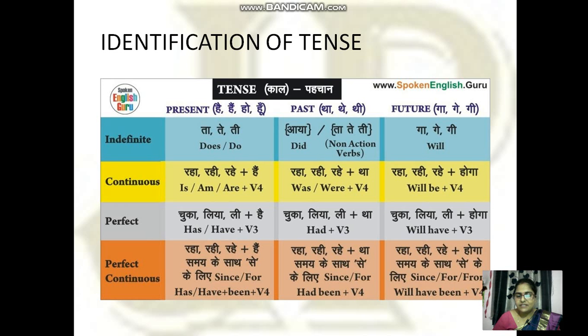Similarly, as we see the sentence of present perfect continuous, it must have रहा है, रहे हैं, etc. And in English, it must have has, have plus been plus fourth form of verb plus since or for. We will discuss all the identification of tense in detail in our next video.